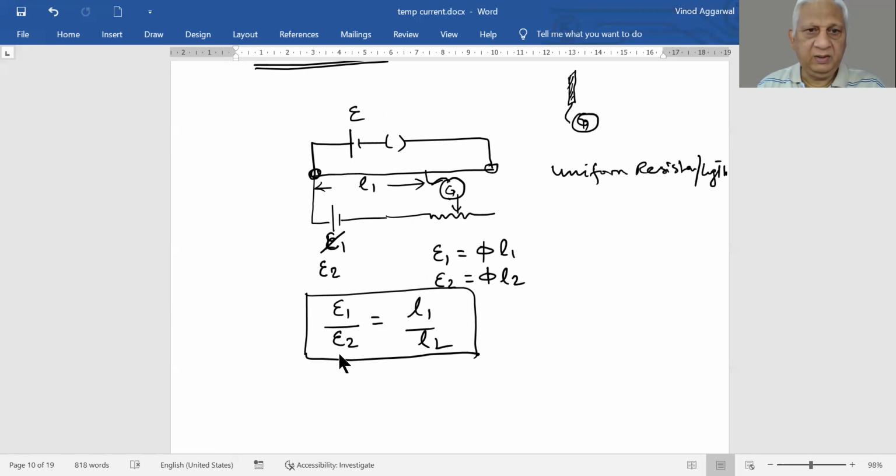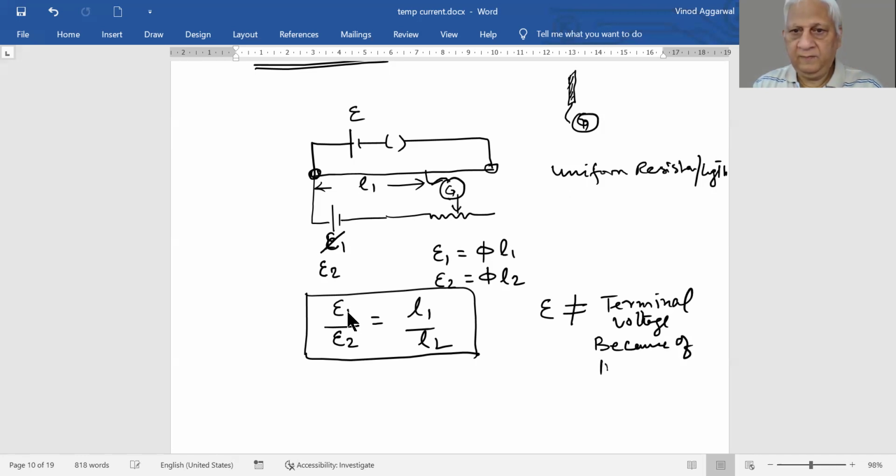This is how you can compare EMF of two batteries. Now, why do we call it EMF and not voltage? Because we have already seen that EMF is not equal to terminal voltage, because of internal resistance of the battery.